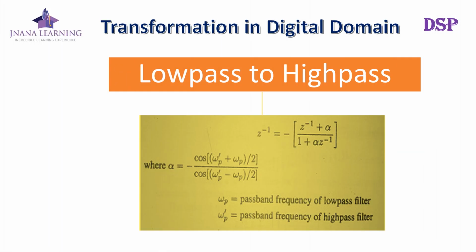The second one is the transformation from low pass to high pass. Here the transformation is Z inverse equal to (minus Z inverse plus alpha) by (1 plus alpha Z inverse), where alpha is equal to minus cos of (omega p dash plus omega p) by 2 divided by cos of (omega p dash minus omega p) by 2, where omega p is the passband frequency of the low pass filter, and omega p dash is the passband frequency of the high pass filter.